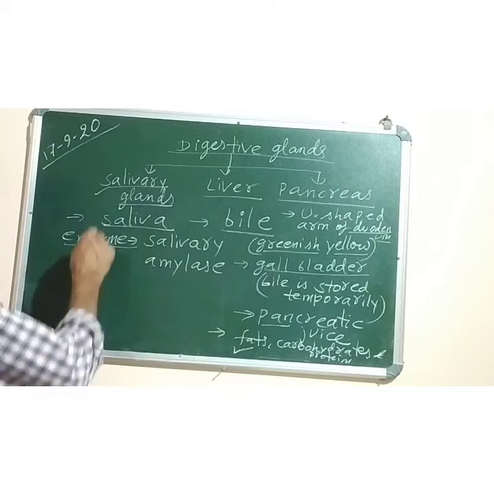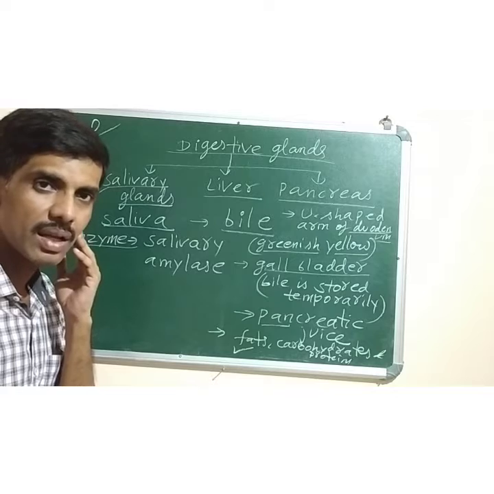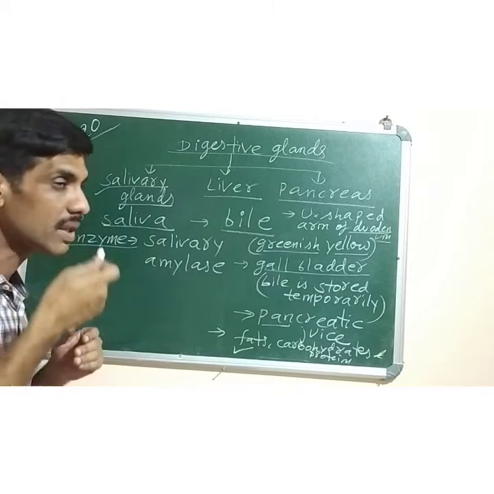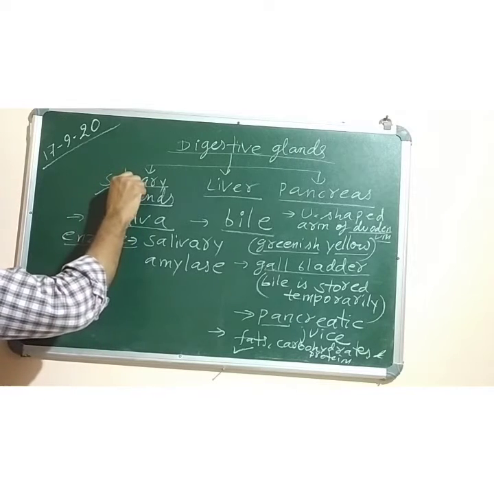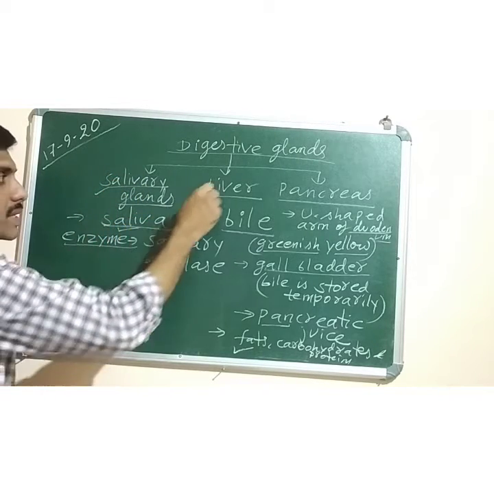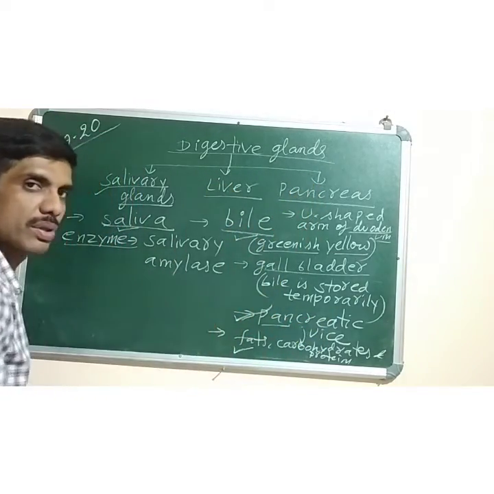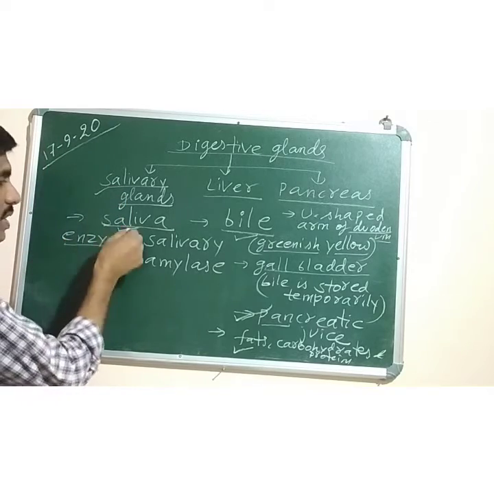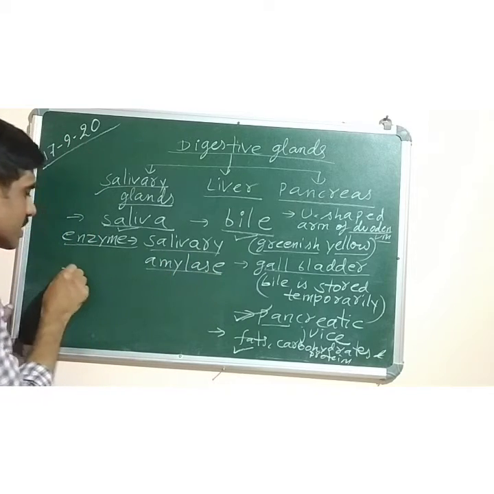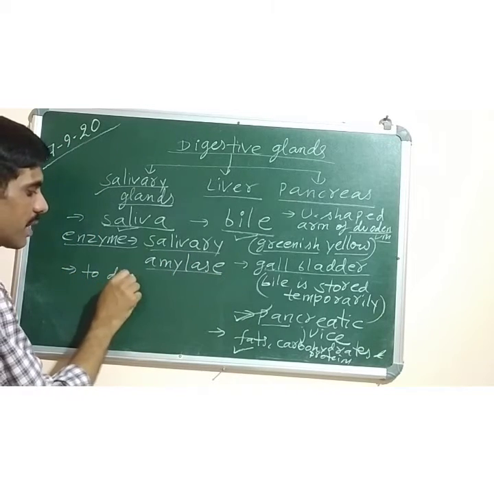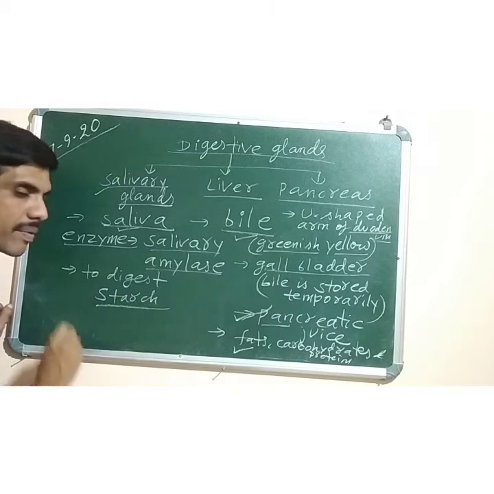Okay. Now next, what does salivary gland produce? There are 3 types of salivary glands located below the ear, in the sides, as well as in the lower jaw, that is below the tongue. And what does it produce? The secretion of salivary gland is called saliva. Secretion of liver is called bile. Secretion of pancreas is called pancreatic juice. Now what is their function or which enzyme is present? Saliva contains an enzyme called salivary amylase. What is the function? To digest carbohydrate. It helps to digest starch, you can write, because starch is the stored form of carbohydrate.